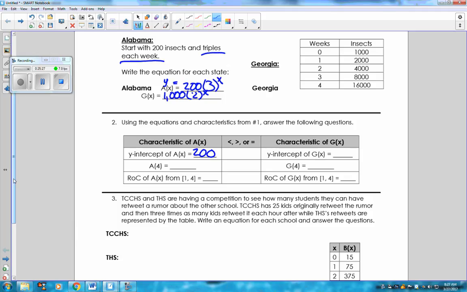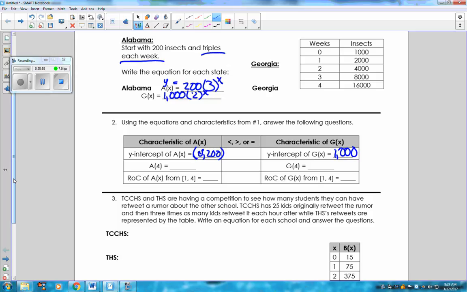You can, but you'll see in a second why I wrote it that way. The y-intercept of Georgia. 1,000. Now, the column in the middle wants you to put less than, greater than, or equal to.